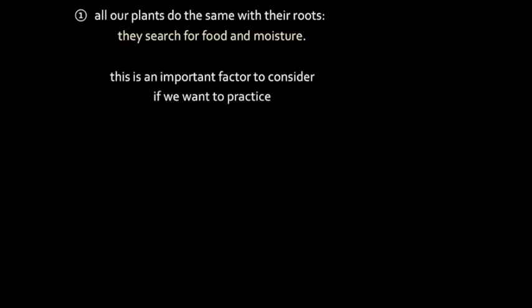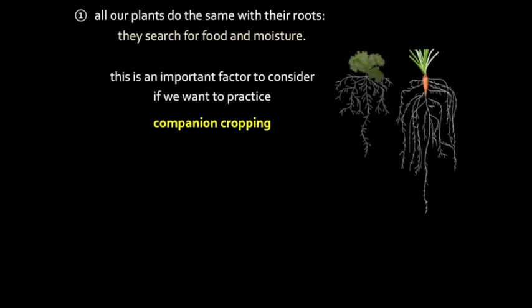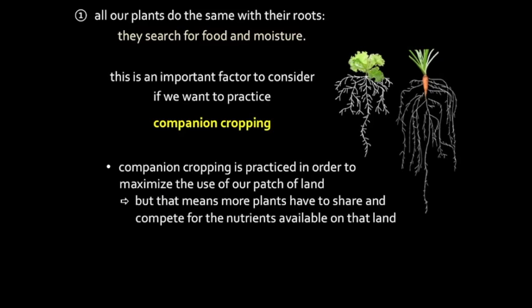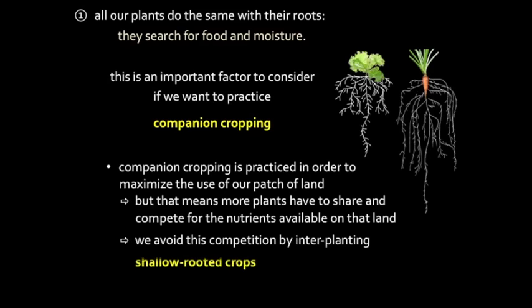It is an important factor to consider if we want to practice companion cropping. Companion cropping is practiced in order to maximize the use of our patch of land. But that means more plants have to share and compete for the nutrients available on that land. We avoid this competition by interplanting shallow-rooted crops with deep-rooted crops.